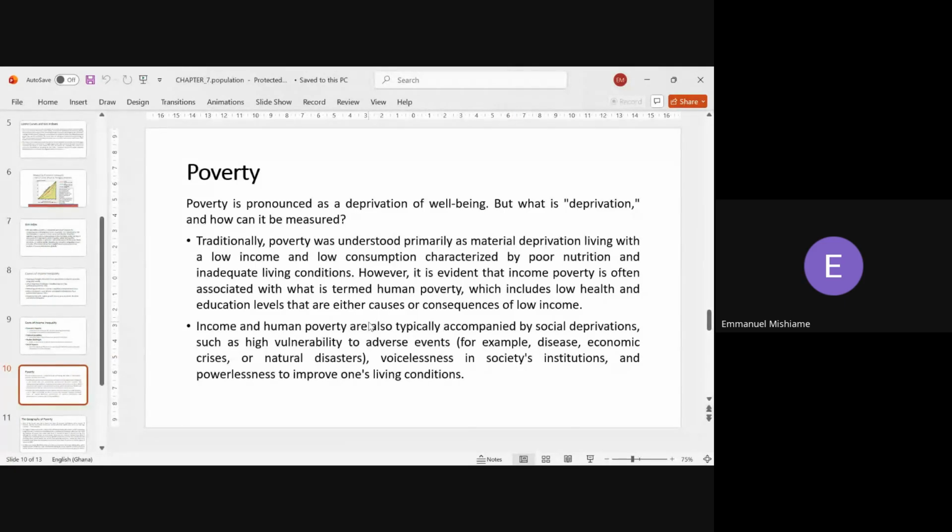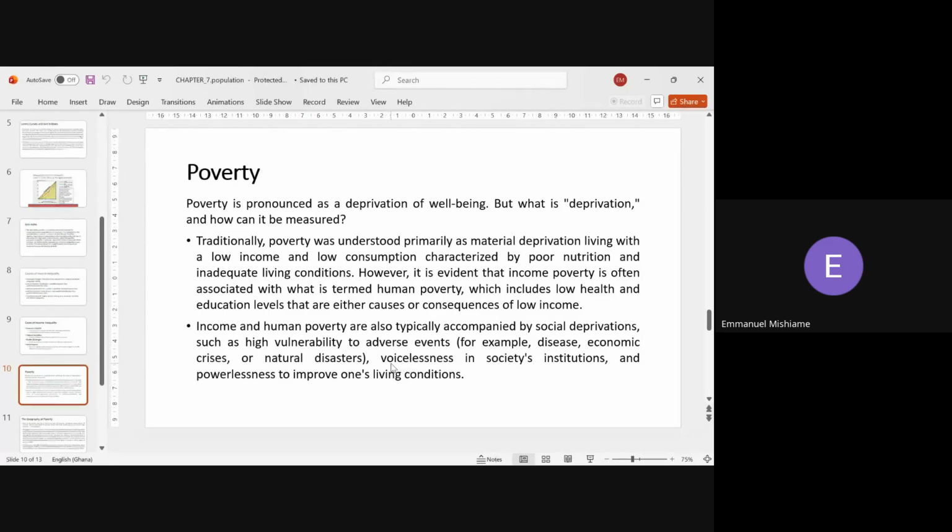Okay, vulnerability. Now, vulnerability is how susceptible you are to shocks and stresses. So if there's a disease outbreak, how are you able to cope with it, or how easily do you fall to it? If it is catarrh, for instance, and you easily get catarrh, that means you have a high vulnerability to what? Catarrh. That's vulnerability. All right.